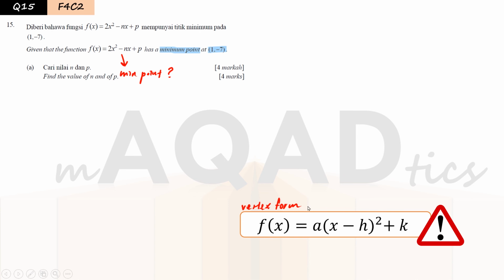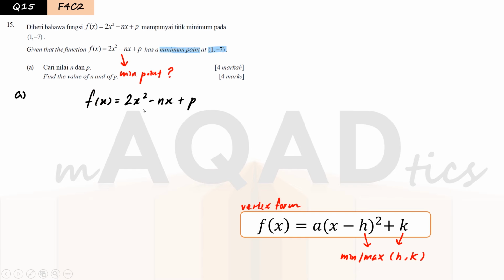Right? So why we need to use the vertex form is to find out the minimum point. And from this vertex form, the minimum point or the maximum point is these two values. Alright? So the minimum or the maximum value is h, k. But how do we change the form that we have now, which is this one?